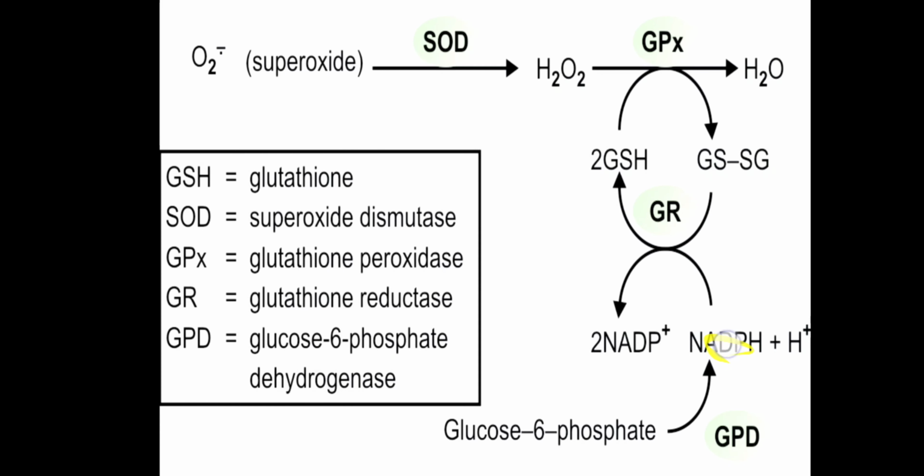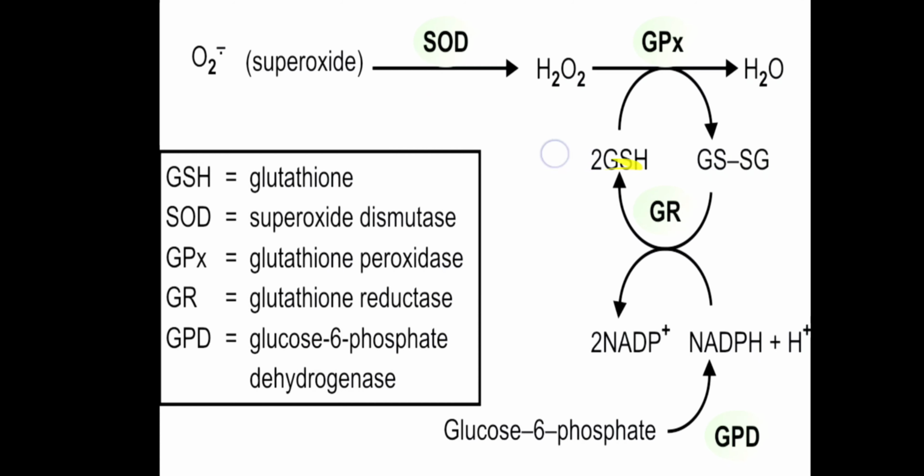Now this NADPH is provided with the help of the HMP shunt pathway. The HMP shunt pathway has a main key enzyme, G6PD, glucose 6 phosphate dehydrogenase, which helps to generate NADPH. This NADPH is needed to keep glutathione in a reduced state, and this reduced glutathione is very helpful to convert H2O2, or hydrogen peroxide, into the water molecule. This H2O2 is basically produced from the free radical.